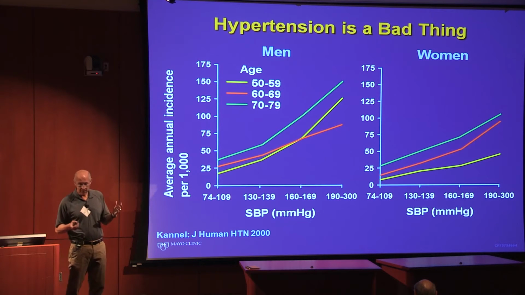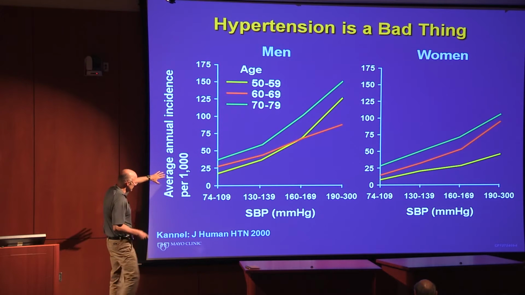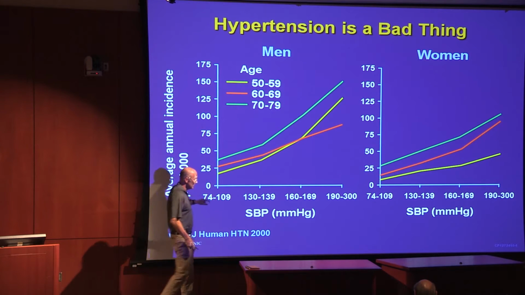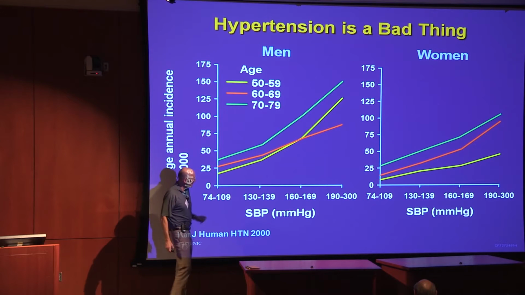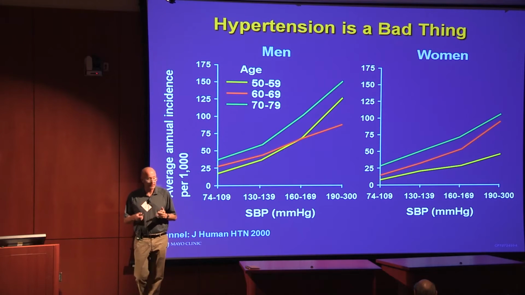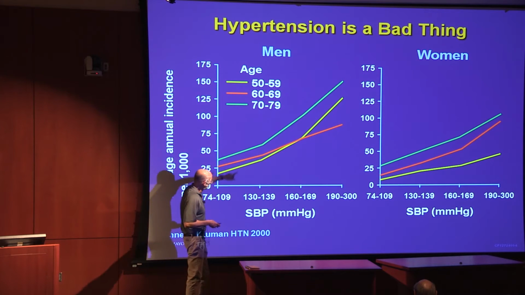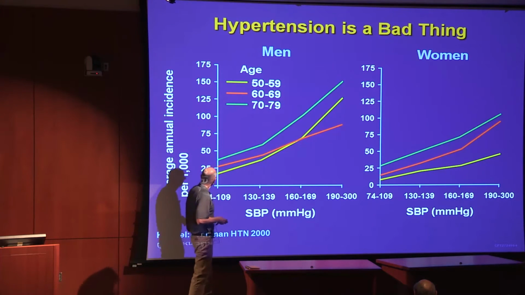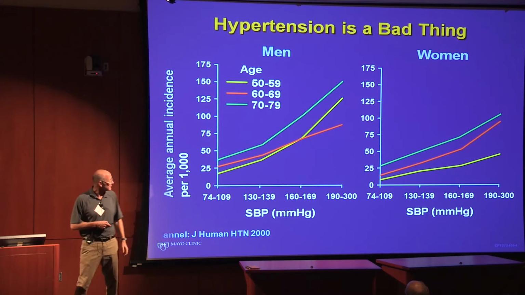Hypertension is also a bad thing. This is also from Framingham. This is average annual incidence per 1,000 people for cardiovascular disease or stroke. You can see the different age groups. You can see that the event rates in men over here and women over there are quite low. But as blood pressure rises, things get progressively worse. And if your blood pressure's pretty high and you're pretty old, about 10% of people have an event every year. So not a good thing.